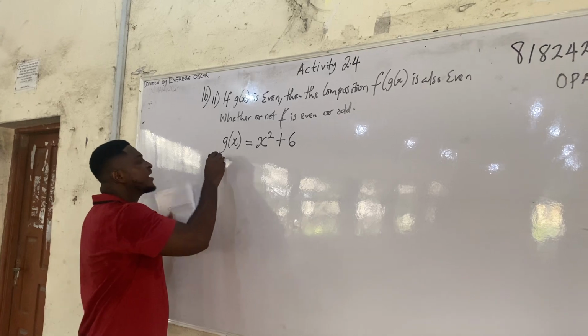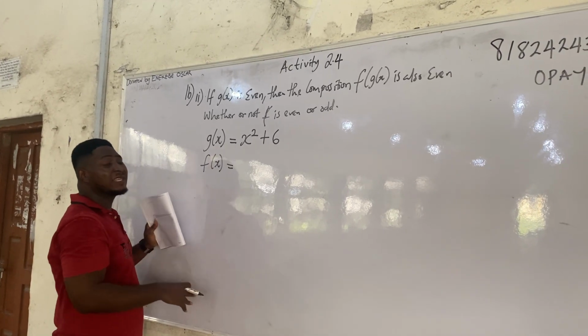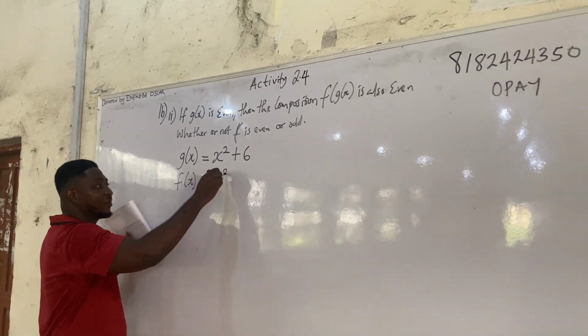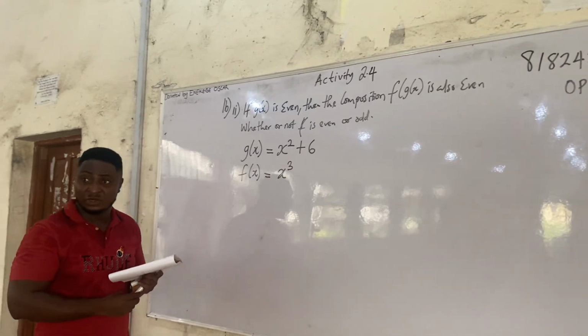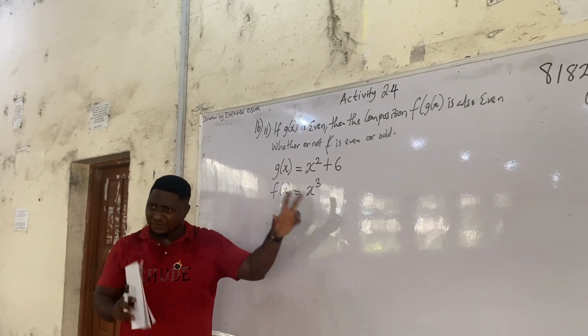Now, f of x can be even or odd, it doesn't matter. So let's use an odd function since it doesn't matter. Let's use x raised to power 3. We are sure that x raised to power 3 is also odd. So they're telling us that if g of x is even, surely even.